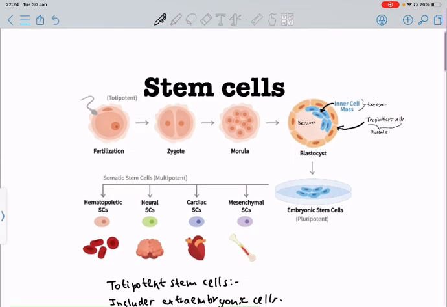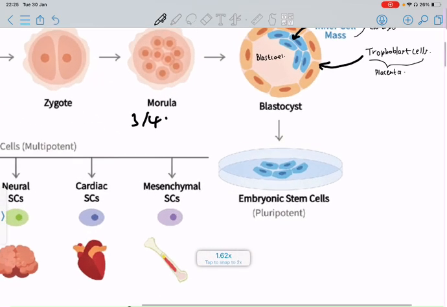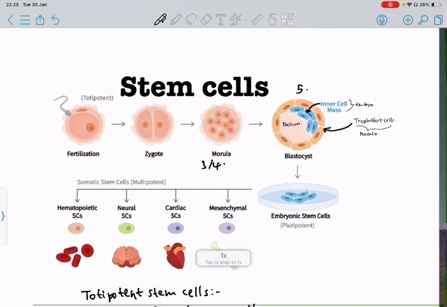So from a morula, which is 3 to 4 days, on the 5th day a blastocyst will form, which contains pluripotent stem cells inside, which is the inner cell mass cells. It is also drawn over here, embryonic stem cells.